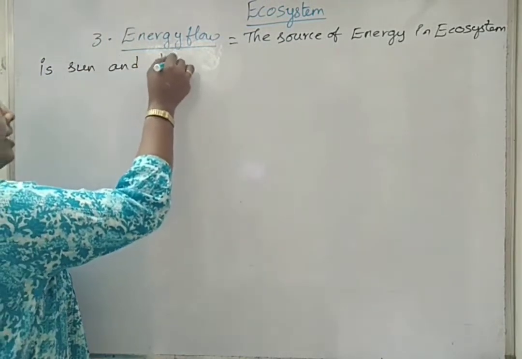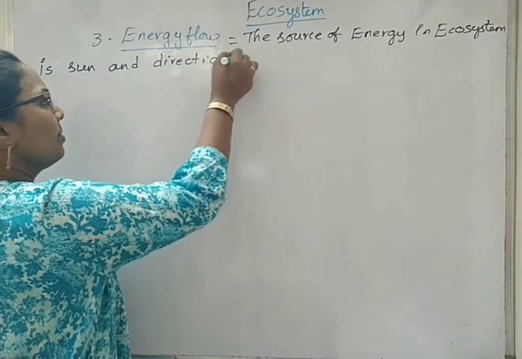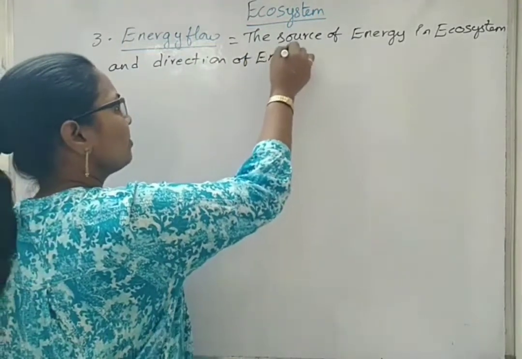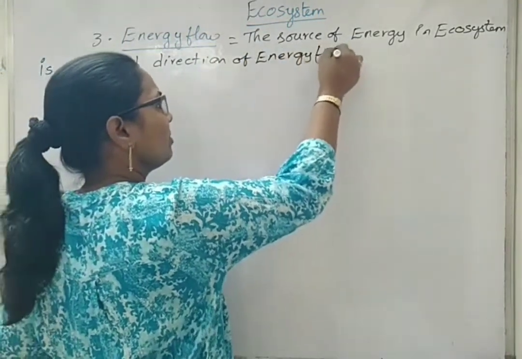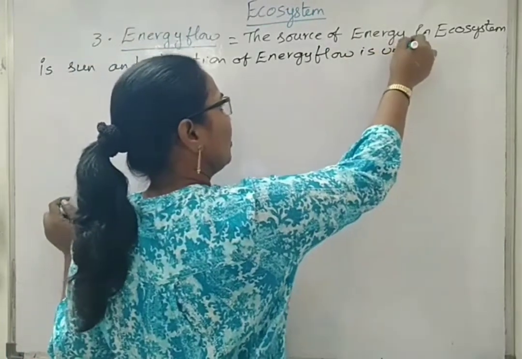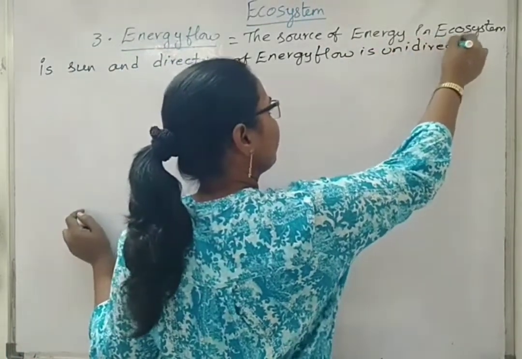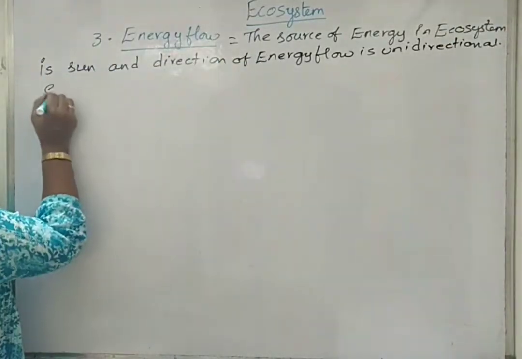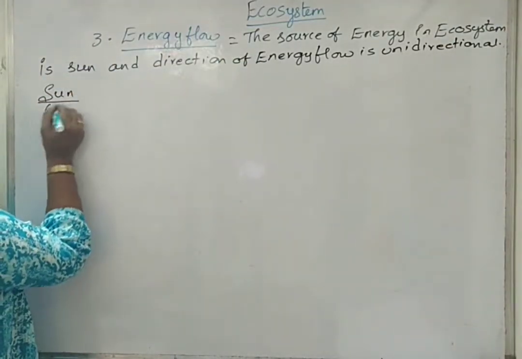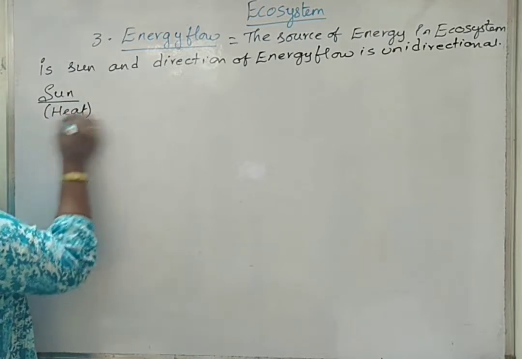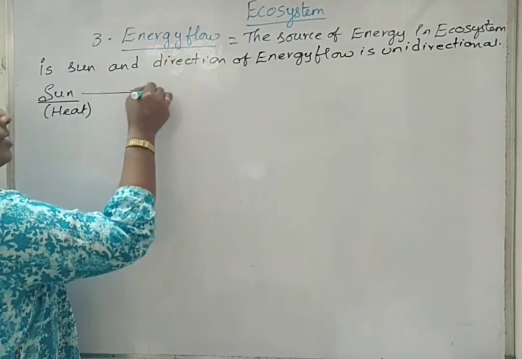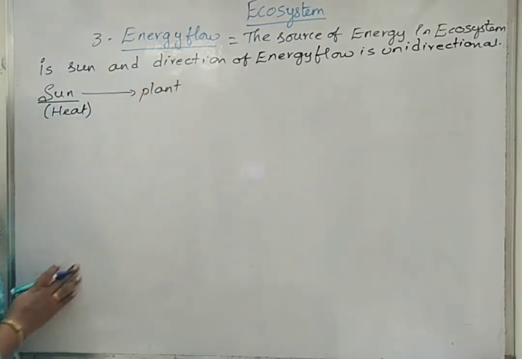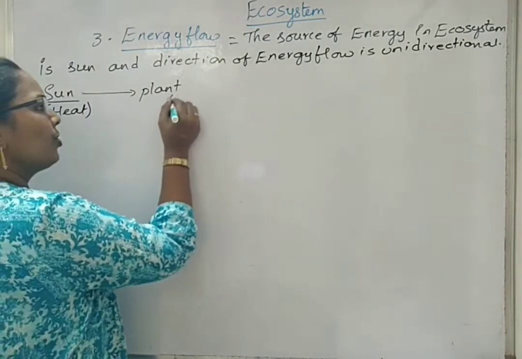And the direction of energy flow is unidirectional. We know that from the sun, energy is transported in the form of heat. From the sun, plants take the sunlight in the form of spectrum and they do photosynthesis.